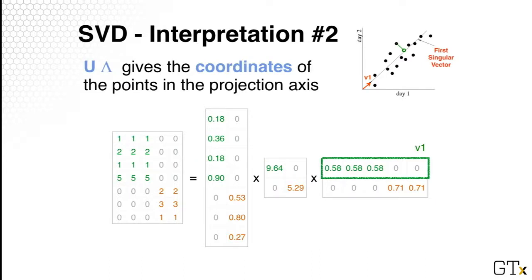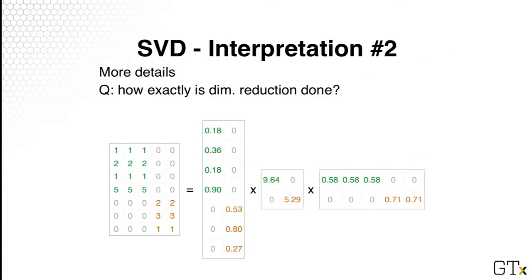If we multiply U and lambda, those two matrices together, it actually gives us the coordinates of the points on their projection axes, in this case v1 and v2. By understanding this interpretation that SVD is helping us find the best axes to project our data on, we can now figure out why we can use SVD to do dimensionality reduction. For example, instead of two concepts, as you're seeing on this screen, we can use the values in the lambda matrix to guide us.